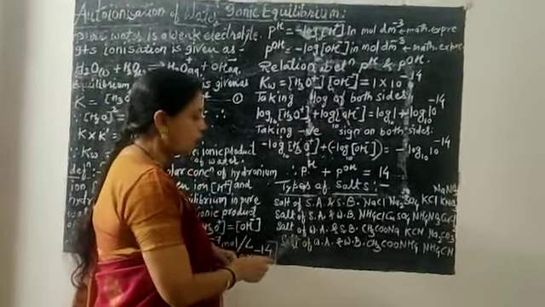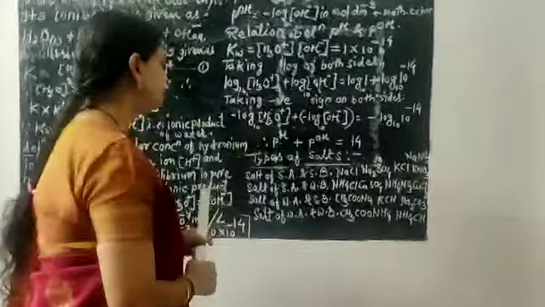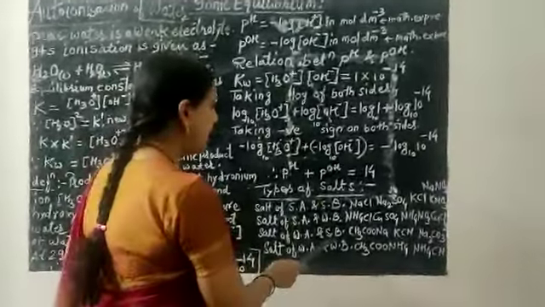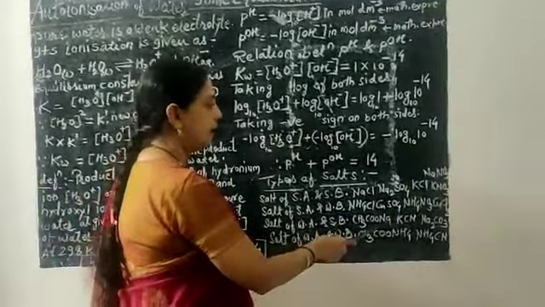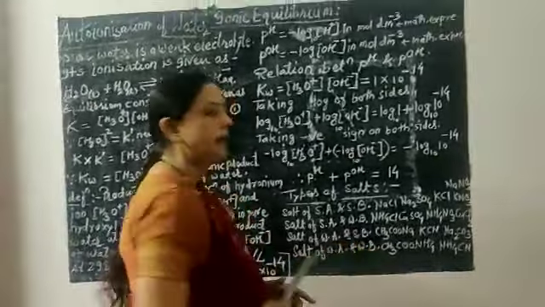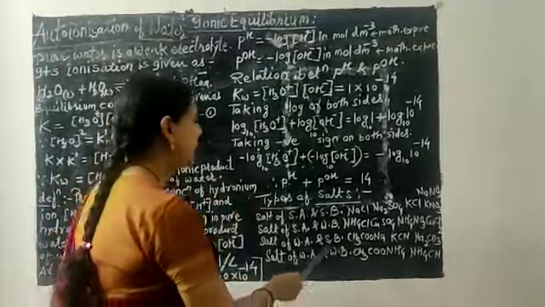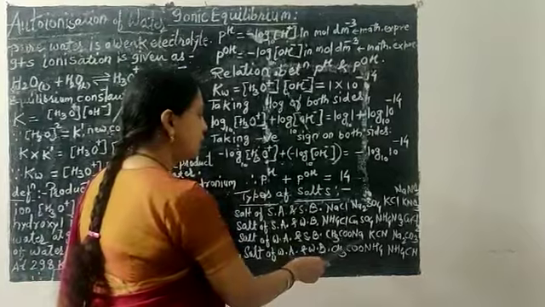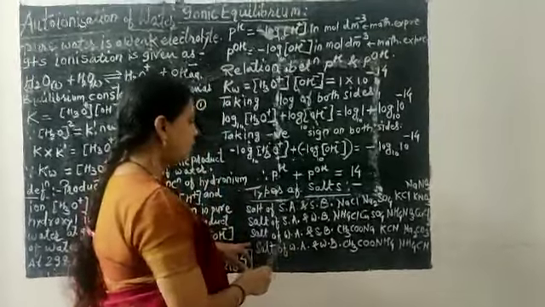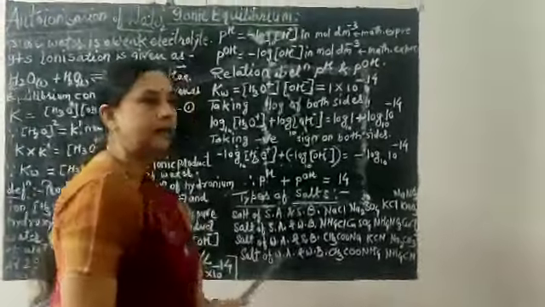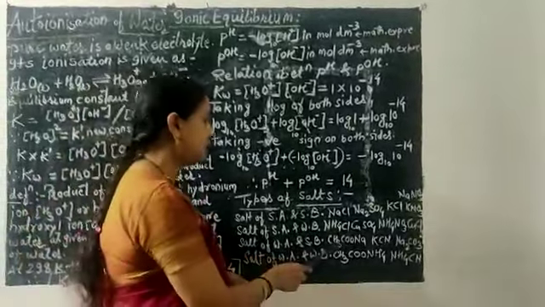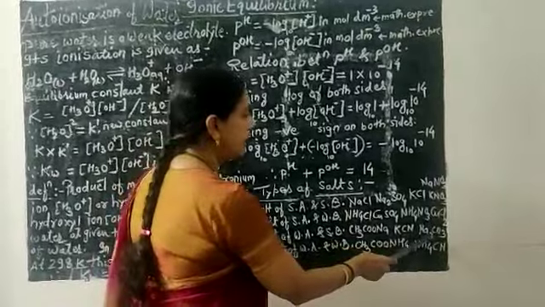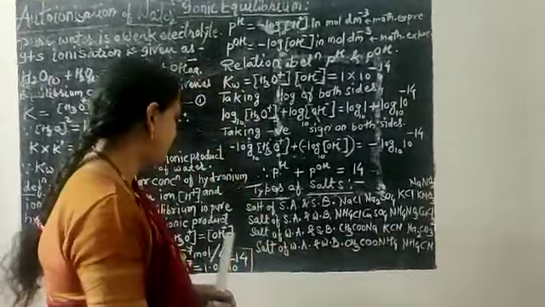Here, number 3, salt of weak acid and strong base. When weak acid, for example, you can take acetic acid, and strong base like NaOH, sodium hydroxide, react with each other, they will produce CH3COONa, that means sodium acetate. So salt of weak acid and strong base. In this case, you can take the examples as sodium acetate, KCN, potassium cyanide, Na2CO3 and so on.